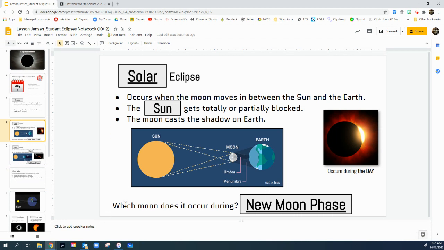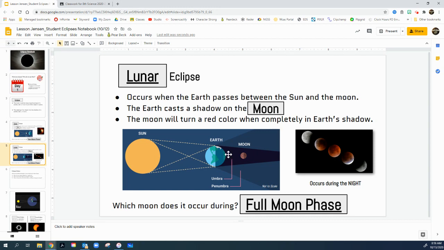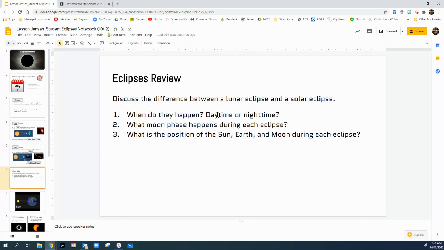Well, a solar eclipse is blocking the sun. So for us, we're going to be facing the sun. A solar eclipse happens in the daytime when we're facing the sun. A lunar eclipse happens in the nighttime when we're facing away from the sun on Earth. That's when we would see a full moon and we'd see a lunar eclipse. So solar eclipse is daytime, a lunar eclipse is nighttime.